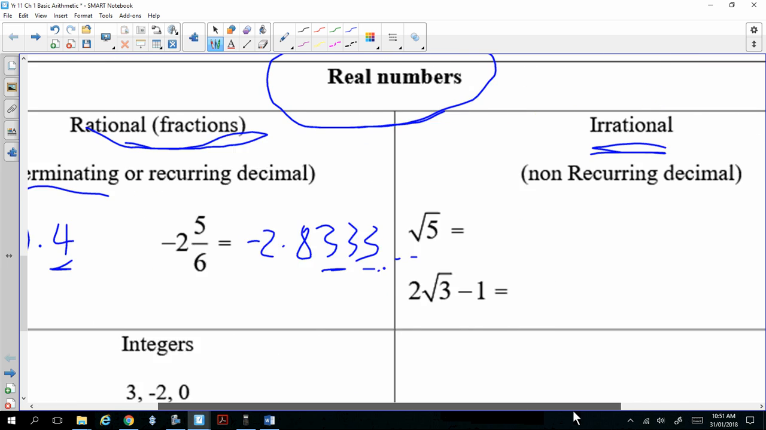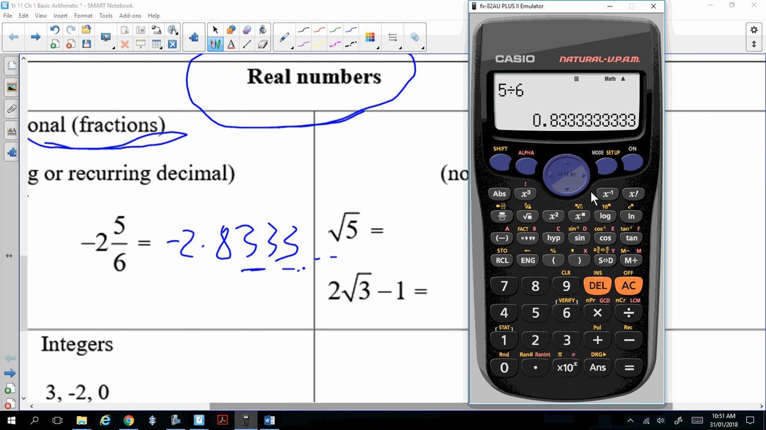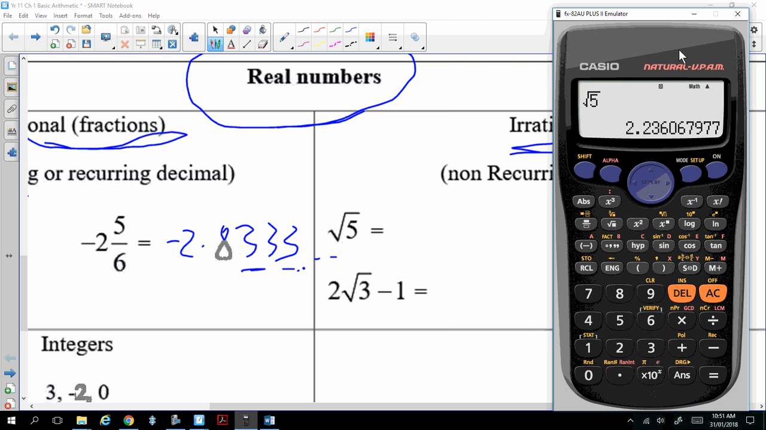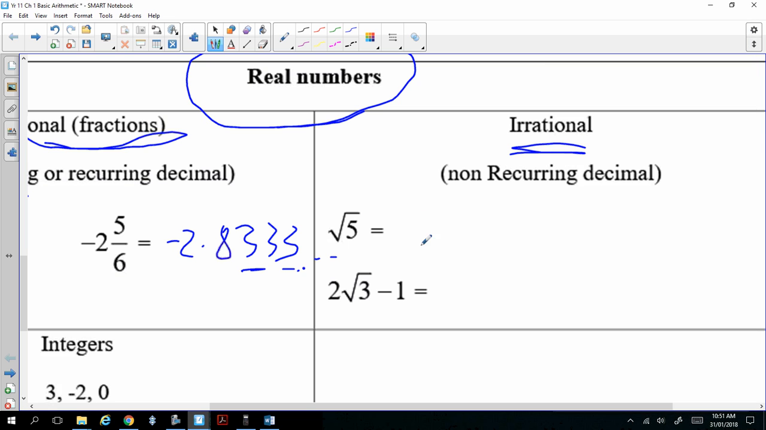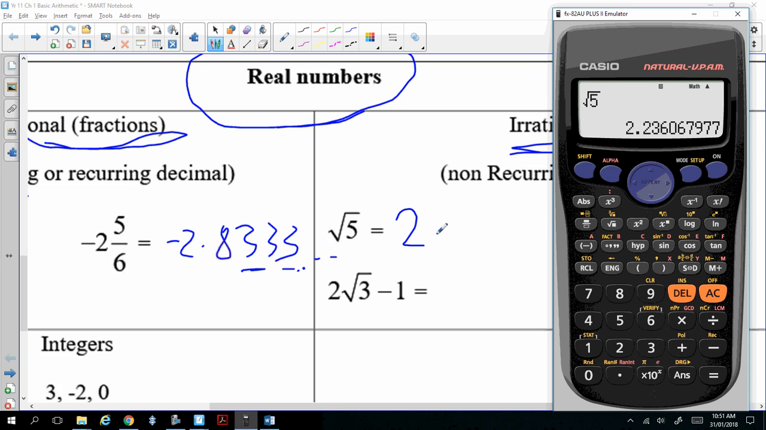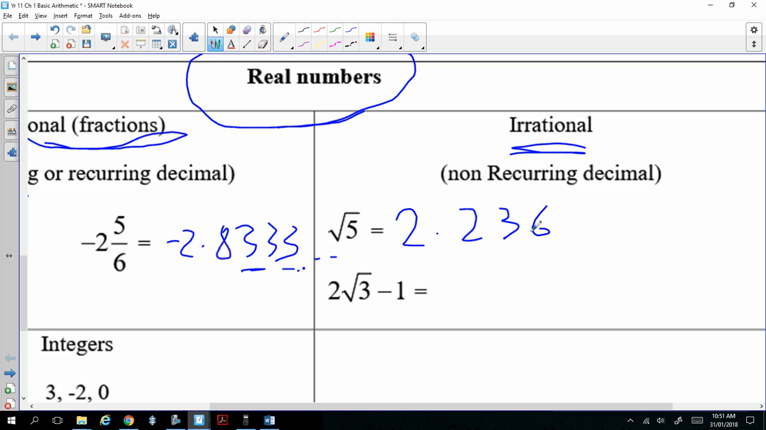And there are things like irrational numbers where there's no pattern in the decimal expansion. See, there's no pattern. It just goes on forever. So in this case, we call them irrational. So they are rational and irrational. 2.236, 236, blah, blah, blah. So it doesn't repeat. Okay? Of course, not just root 5.